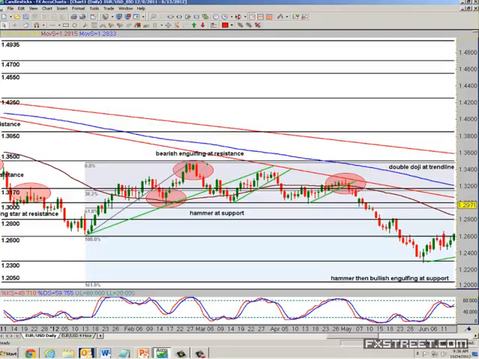We have a hammered support here. We have bearish engulfing at resistance. So, if you just use key support and resistance levels, whether it be from the horizontal support and resistance, the Fibonacci levels, the trend lines, the moving averages, etc., and you combine them with potential patterns, candlestick patterns, then it can be very, very powerful.